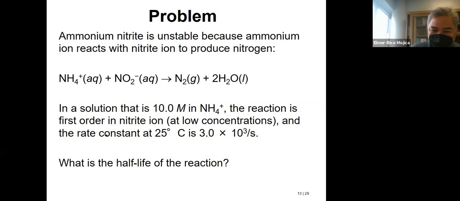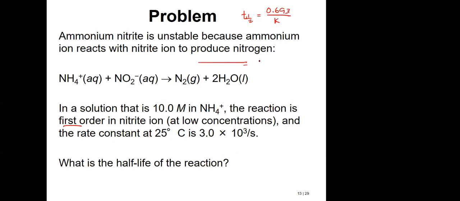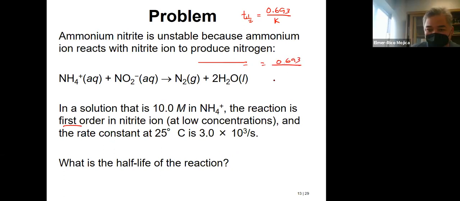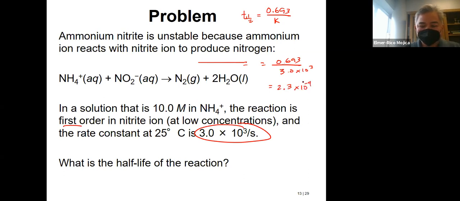So again, this is what? First order. So what's the equation for the half-life for first order? t1/2 equals ln2 divided by k, 0.693 over k. So all you need to do is get the value of 0.693, divide it by the given value here, and you get the half-life value. So I get around 2.31 or 2.3 times 10 to the negative 4. So that will be seconds.